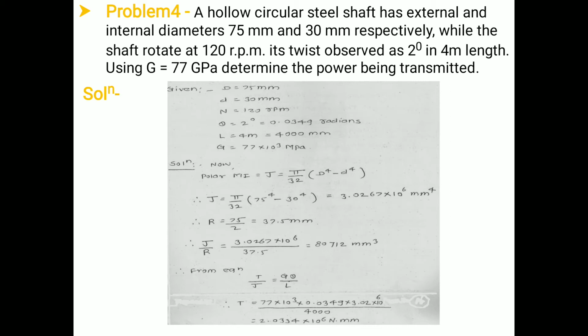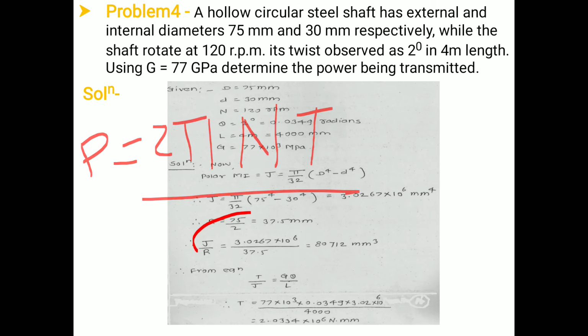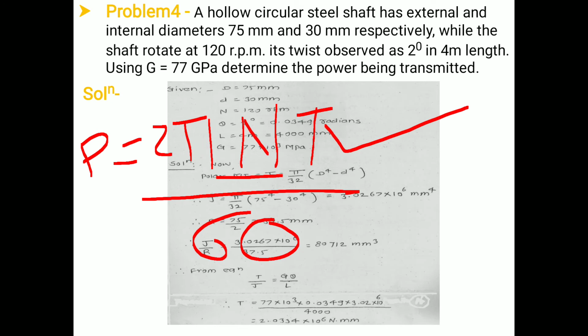power being transmitted. So all of you know that the formula for the power transmission for the shaft is given by P is equal to 2 pi nT upon 60. To find out the value of power, we must know the value of n, that is already given in the numerical, but we don't know the value of T, that is torque. So first of all we will need to find out the value of torque T, and after finding this value we will find out the value of power being transmitted.